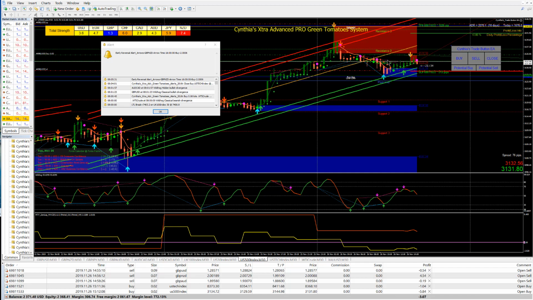So price is going to get rejected, and I'll be closing this trade manually because I don't want it to hit my stop loss. I just wanted to show you an example of a bad trade.